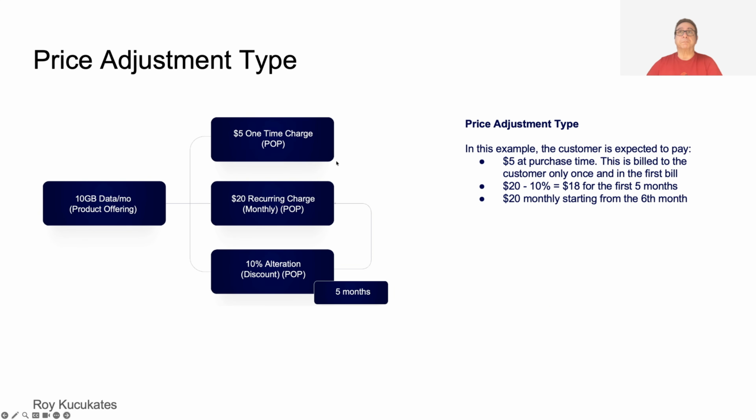So therefore, the customer at the purchase time pays $5 as a one-time charge, and $20 minus 10%, which is $18, but this is for the first 5 months. Then, starting from the 6th month, the customer keeps paying $20 monthly until the product is terminated.